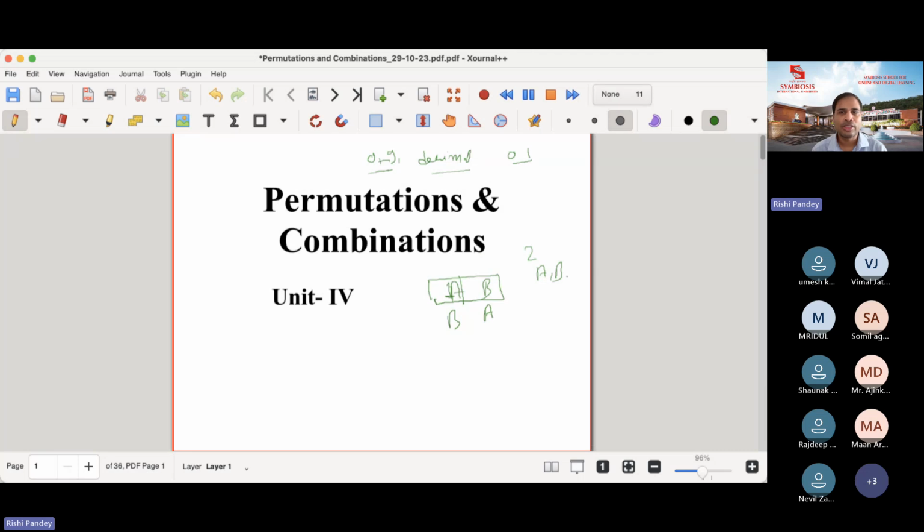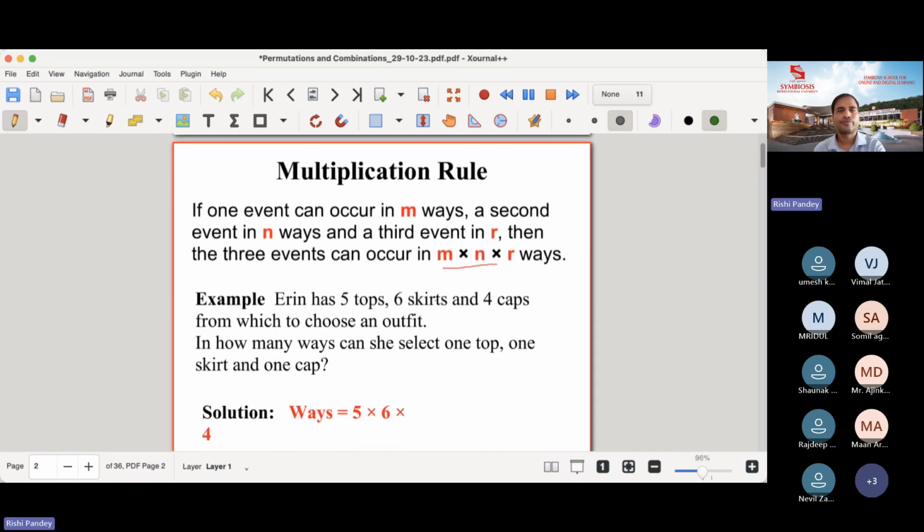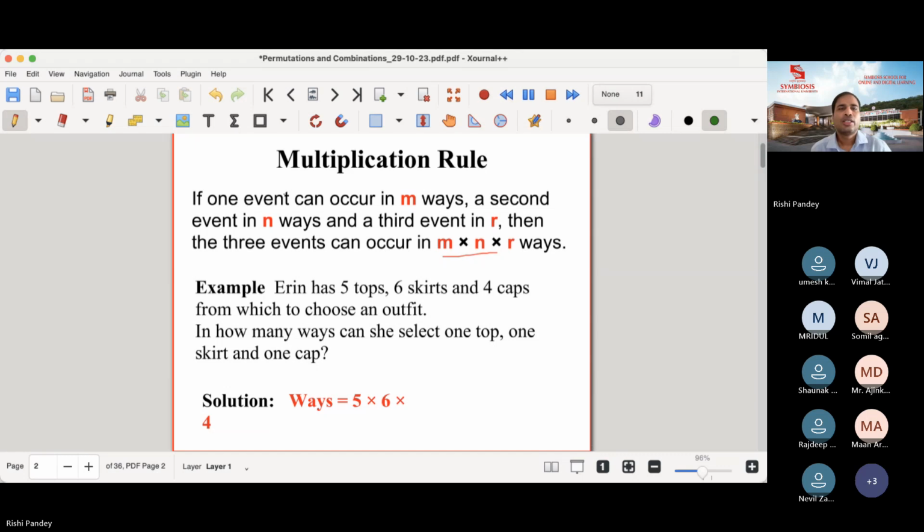Combination is different. For example, if you have 3 students, you can only choose 2 of them, but order does not matter. So combination and permutation are different: permutation is for when order matters, and for combination order doesn't matter. I will discuss them one by one. First rule is the multiplication rule. If one event can occur in m ways, a second event in n ways, and a third event in r ways, then the three events can occur in m into n into r ways.